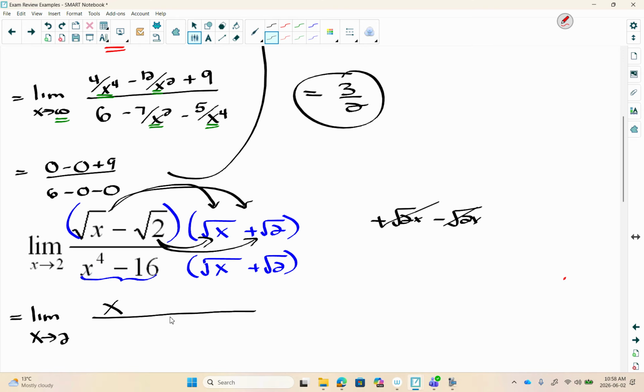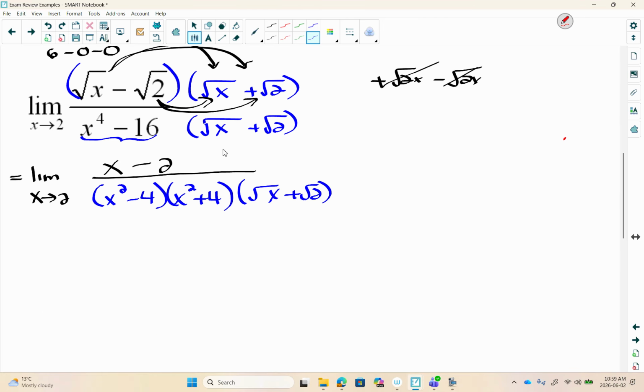And what's √2 times √2? It's a 2. And it's a negative times a positive, so it's a negative. I have an x minus 2 in the numerator. In the denominator, what type of factoring is this? X to the 4th minus 16. What am I doing there? Difference of squares. And the √x plus √2 just follows.